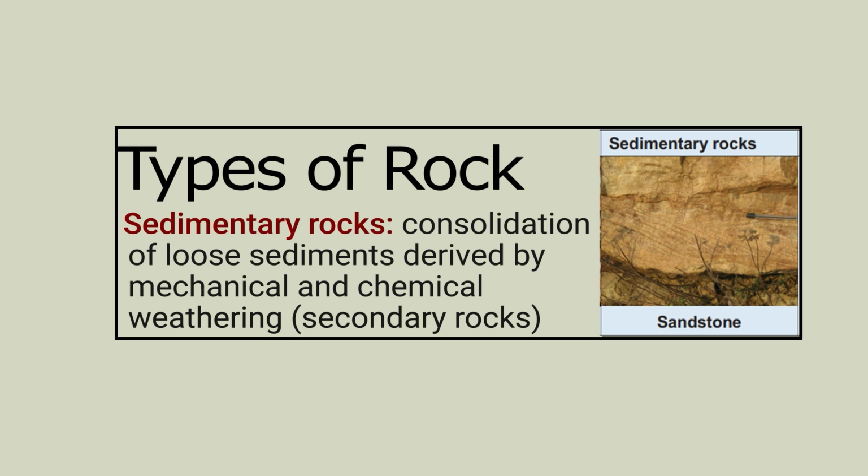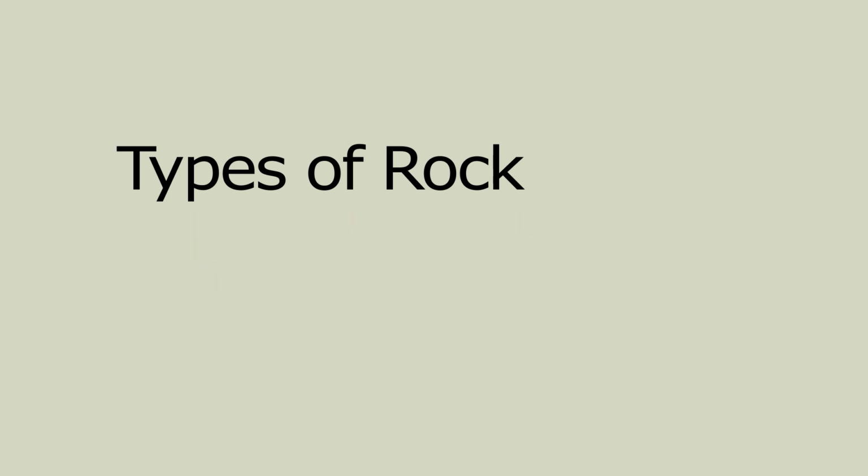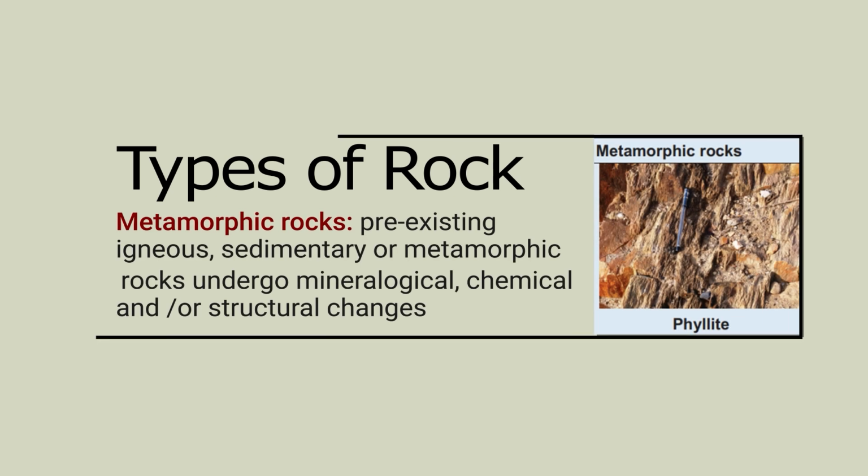When they break down due to mechanical and chemical weathering, and when they get consolidated, they give rise to sedimentary rock. The third type of rock is metamorphic rocks. They are the pre-existing igneous, sedimentary or metamorphic rocks which undergo mineralogical, chemical and structural changes. Metamorphism means there is a change from the original composition and structure of the rock. The composition can be the same.